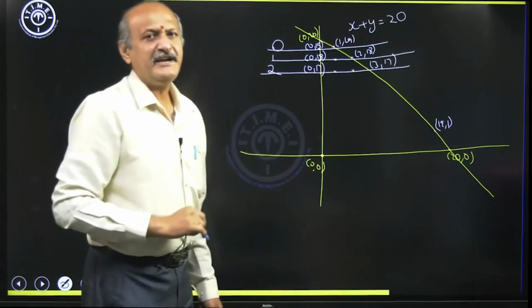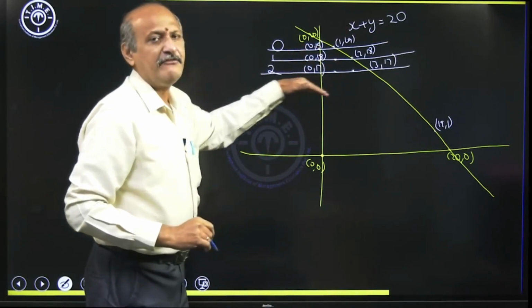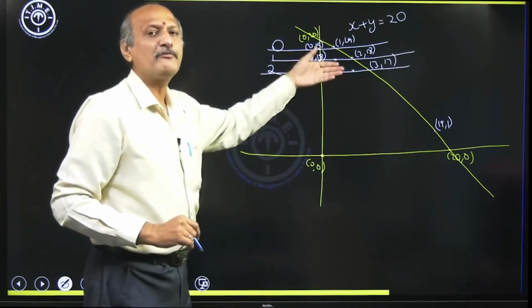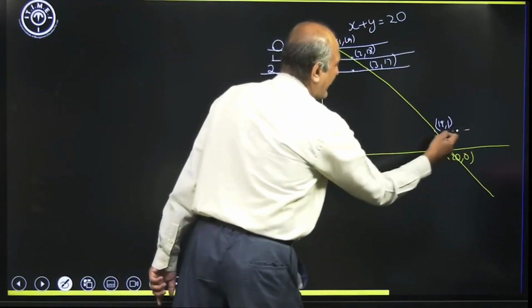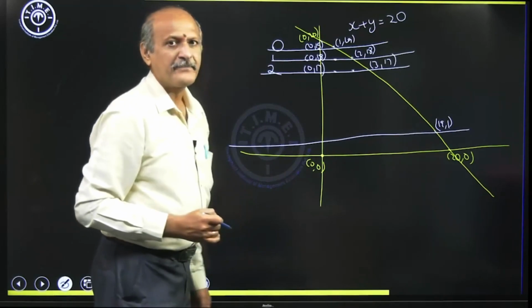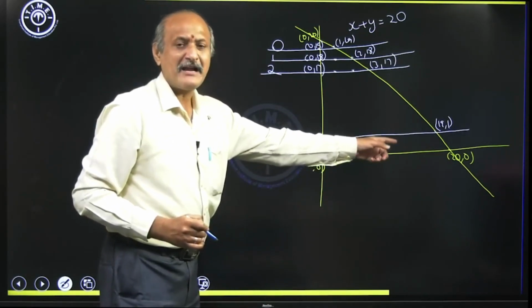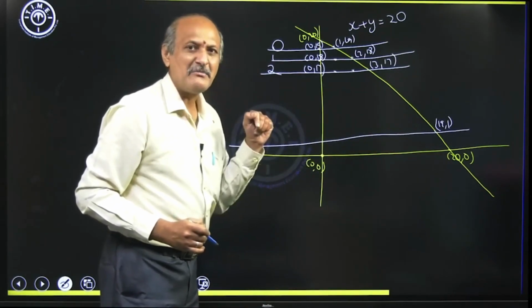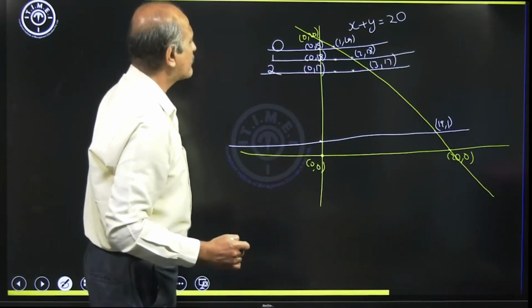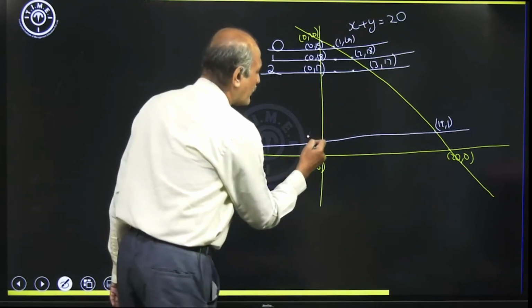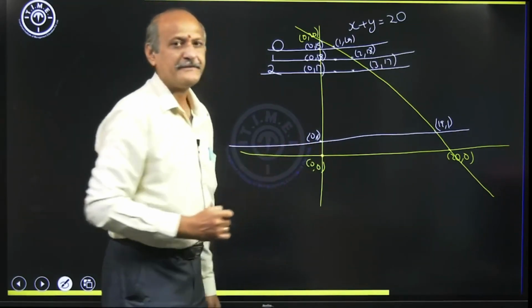I think now we can identify the pattern. The next line will have 3 points, further next line will have 4 points, and so on. Let us see what the last line is. This line, parallel to the x-axis, passing through (19, 1), the coordinates will be (0, 1) here.